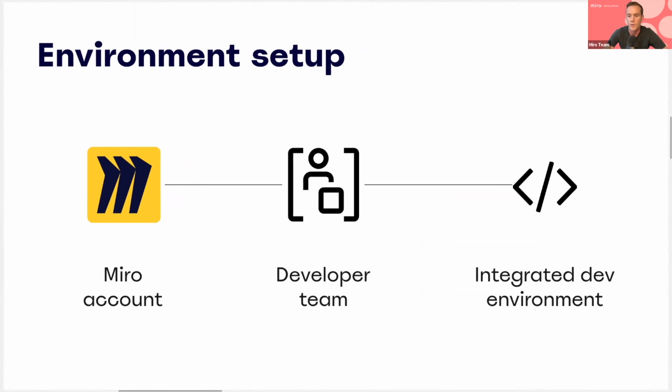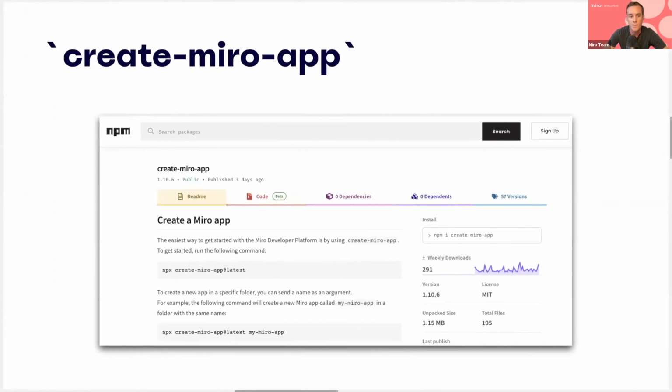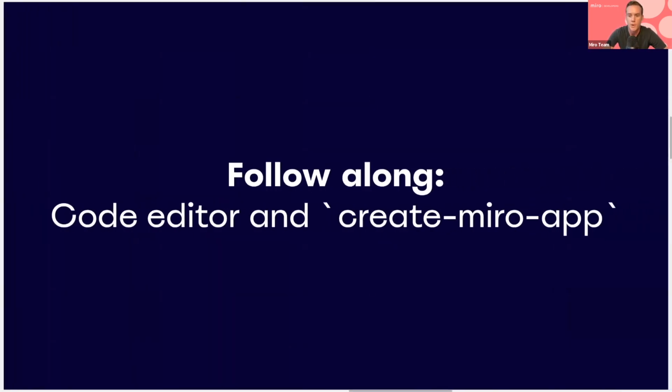So we're going to start by using the create-miro-app NPM package. And this is just basically our node package manager for being able to bootstrap an app from the command line. So as a next step here, I'm going to go ahead and open up my code editor and the terminal on my local machine, and then go through the create-miro-app command. So we're going to shift gears here just a little bit.